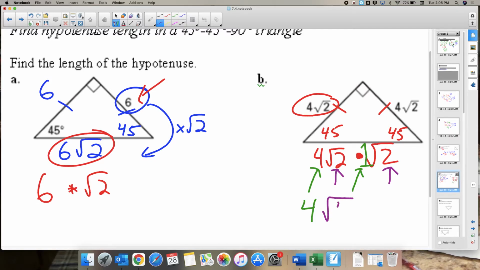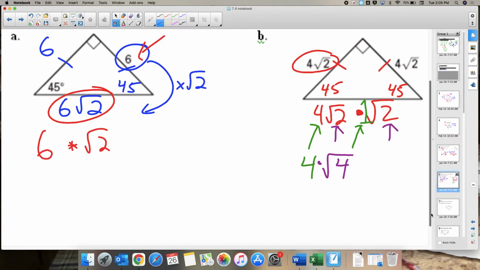So we have 2 times the square root of 4. However, we know the square root of 4 is 2. So I have 4 times 2, which tells me my hypotenuse is actually 8 units long. So truly, we're just working with those radicals that are there. That's the only way I can make these 45, 45, 90 degree triangles any harder, is to make you simplify your radicals.